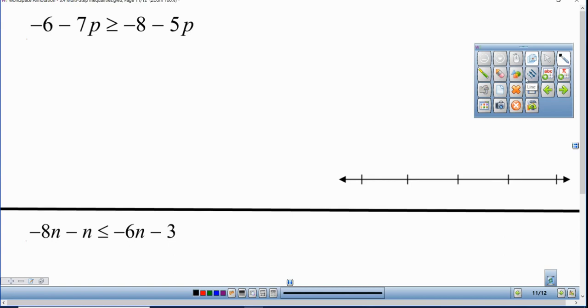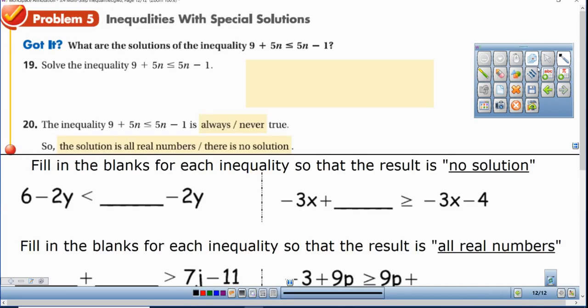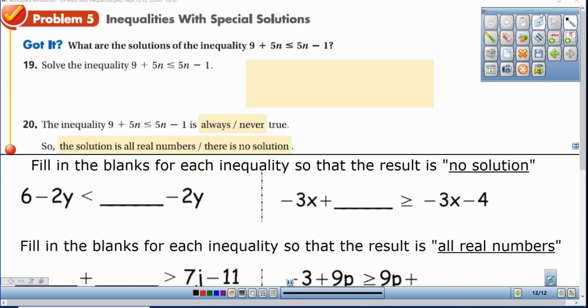Here are two more of the same type. I'm actually going to skip those. And then lastly, what are the solutions to this type of inequality?